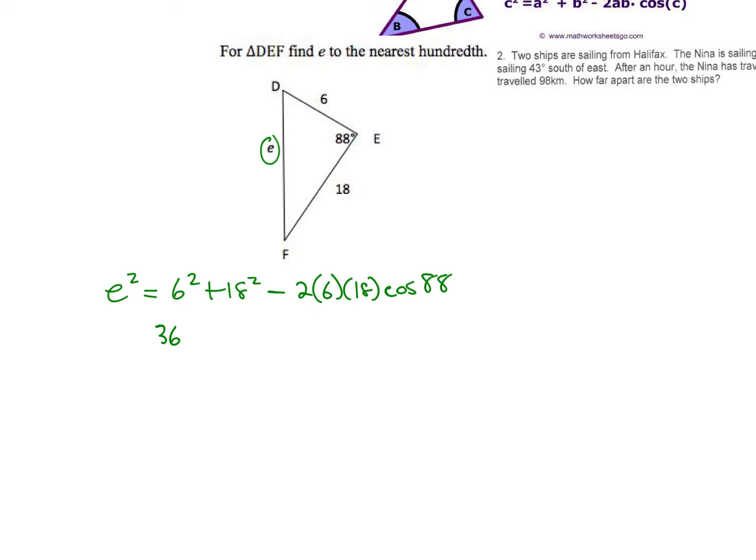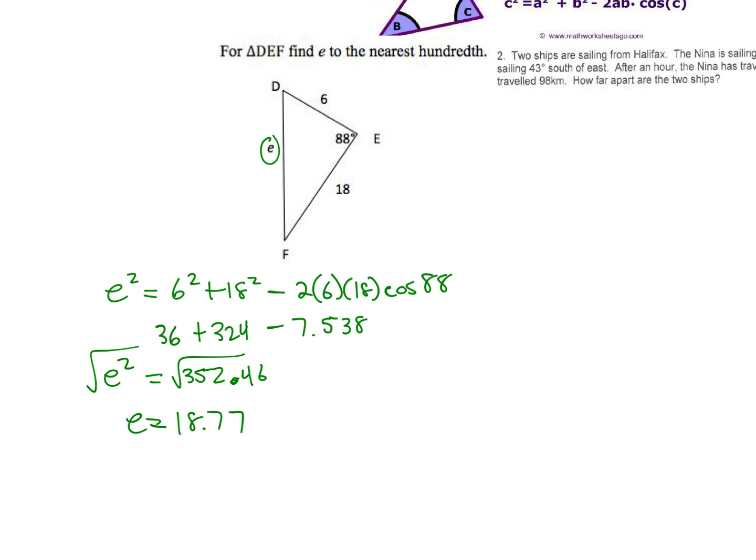18 squared is going to be a good size number, 324. All right, 2 times 6 times 18, and I can kind of just mash all these things together. Cosine of 88 is going to be 7.538. So now I do that, and I get an answer of 352.46. Remember, that's E squared, so square root, square root. So my answer is just going to be merely 18.77. That is going to be my answer, and that's acceptable right there. 18.77. Okay. Good.